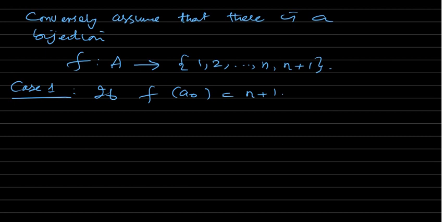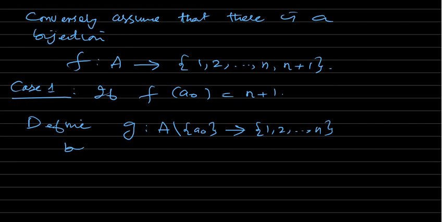Now let's try to define g. Define g from A minus a naught to the set of first n natural numbers by g of a, where a is in A minus a naught, is equal to f of a. And this is obviously well defined because this is obviously a mapping, since any a in this set A minus a naught, its image under f will be from 1 to n only. It cannot be n plus 1.